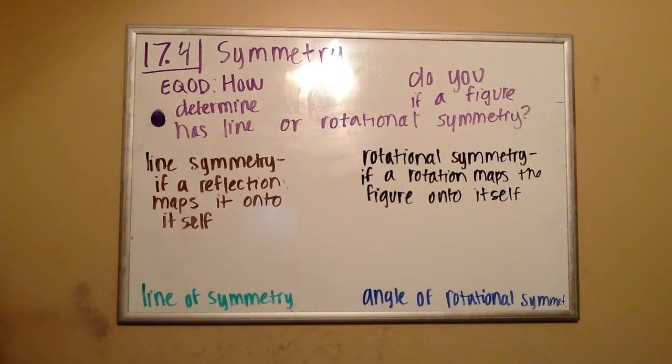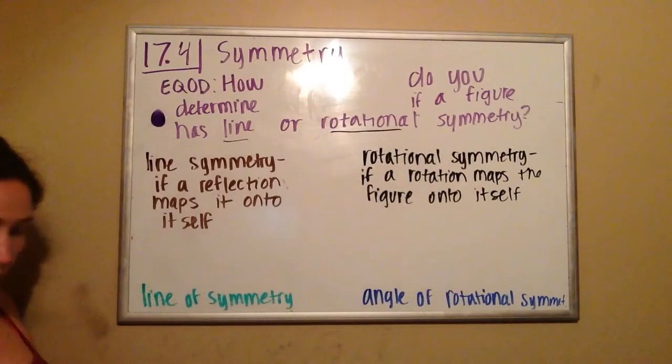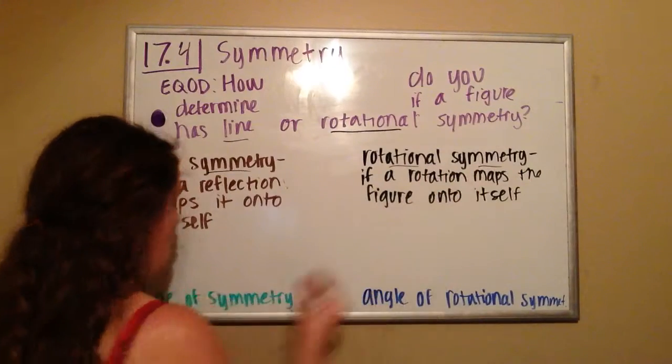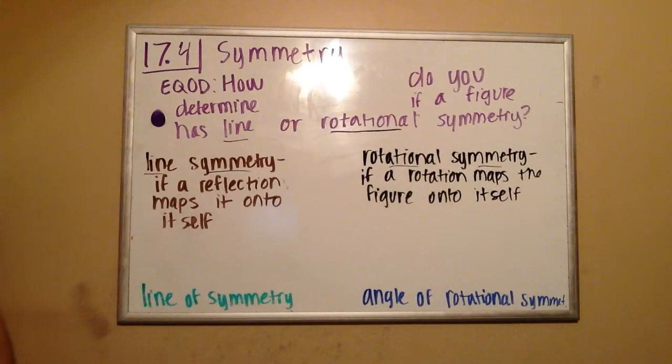And you're definitely going to have to know how to define these. So 4 words, right? 4 important words. Line symmetry, rotational symmetry, lines of symmetry, and angles of rotational symmetry. Okay, so line symmetry is just if a reflection maps it onto itself. So maps the figure onto itself. So let's look at an example of this.